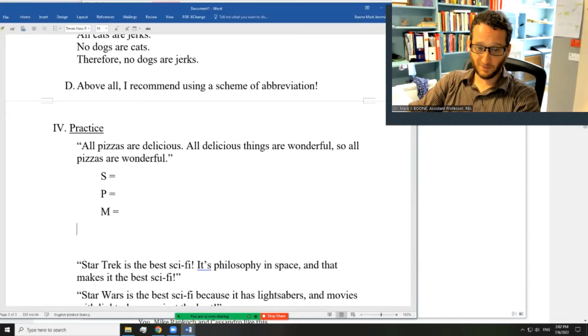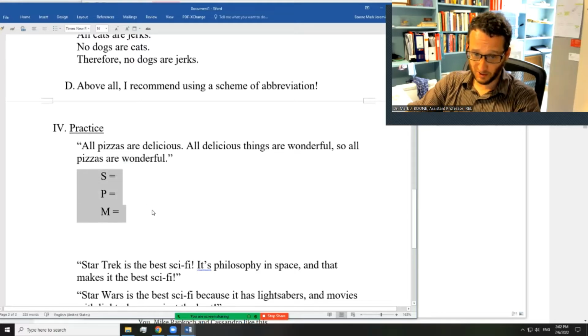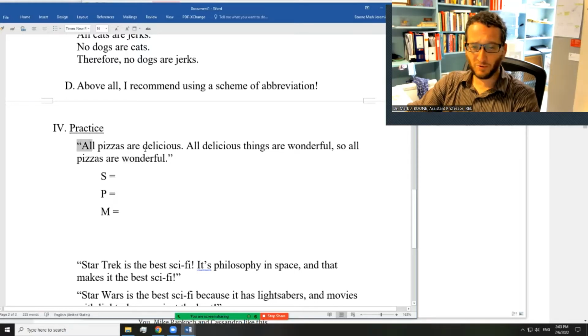So what I'm going to do is jot down what are the minor, major, and middle terms, and then restate the argument using those symbols. So the argument we're going to practice with first is: all pizzas are delicious. All delicious things are wonderful, so all pizzas are wonderful. I like that argument, although I probably don't agree with the first premise, but who cares?